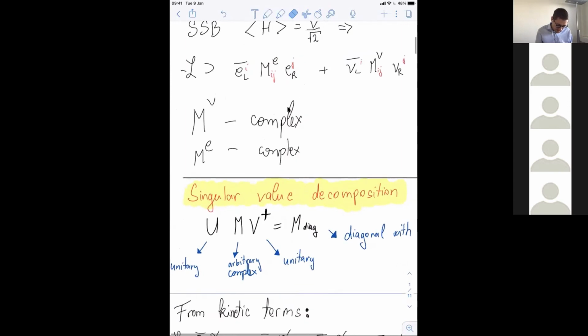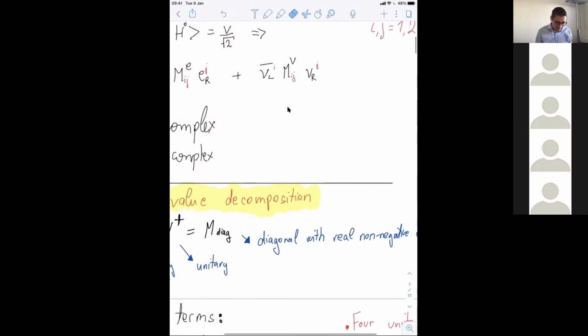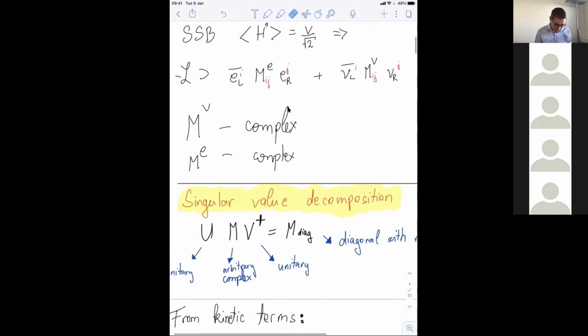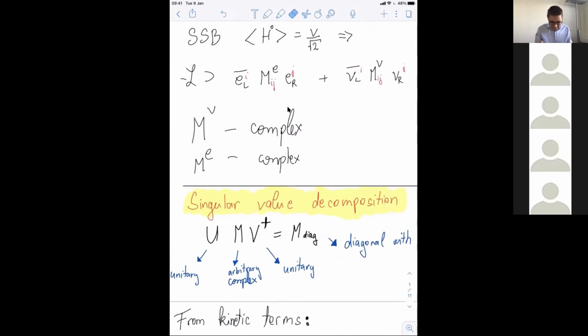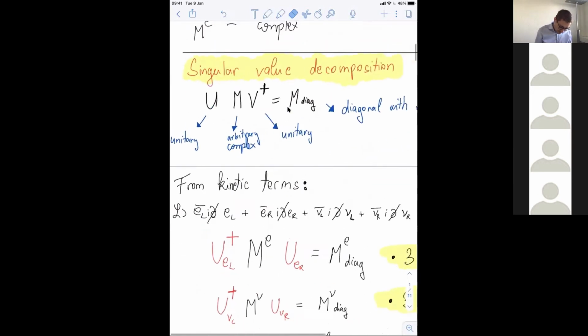So now we will use the singular value decomposition. It's a theorem which says that you can diagonalize an arbitrary complex matrix by a biunitary transformation. You apply a unitary transformation from left and right, and you will get a diagonal matrix, furthermore a diagonal matrix which has real non-negative entries. Like masses, which are real and non-negative.